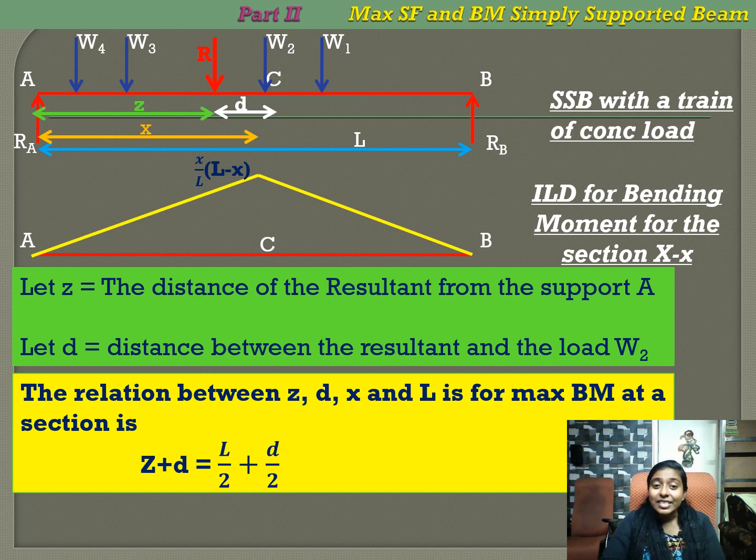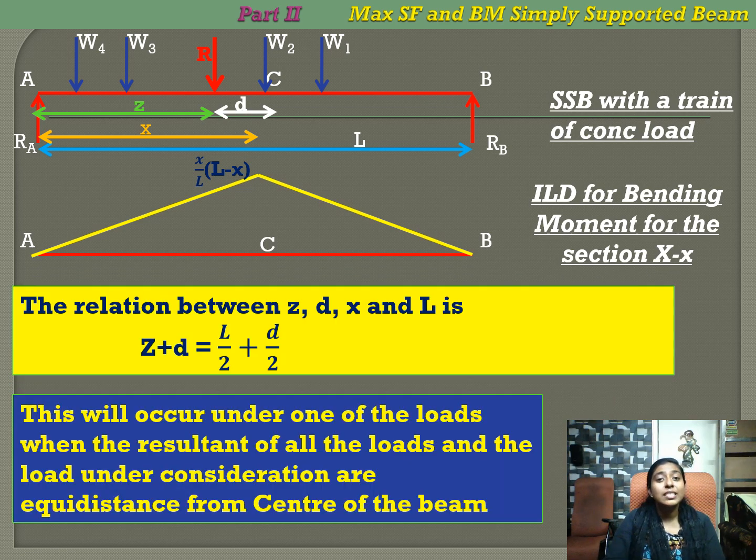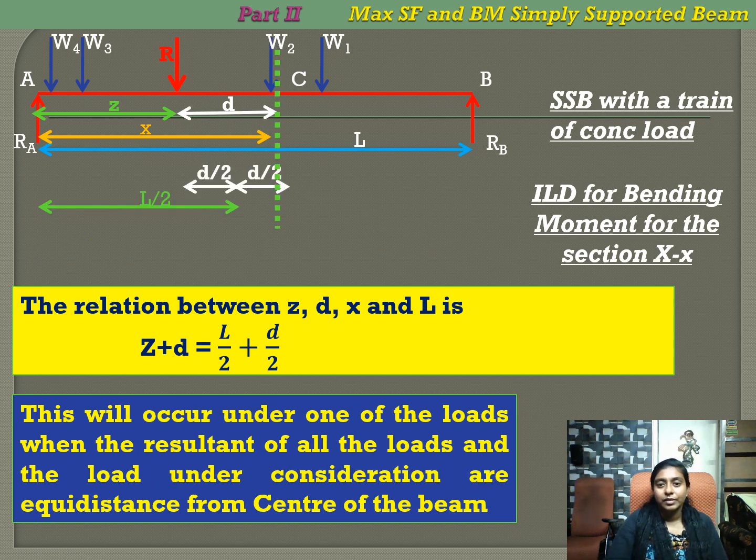The condition is Z plus d is equal to L by 2 plus d by 2. So what is Z plus d? That is x. x is equal to L by 2 plus d by 2. This is the condition. So when will this occur? This will occur under one of the loads when the resultant of all the loads and the load under consideration, that is W2, are equidistant from the center of the beam. Okay?